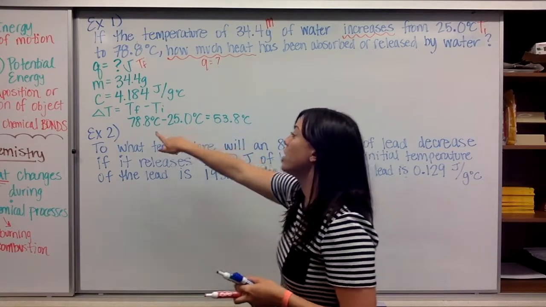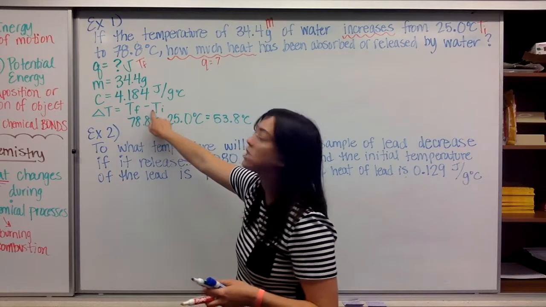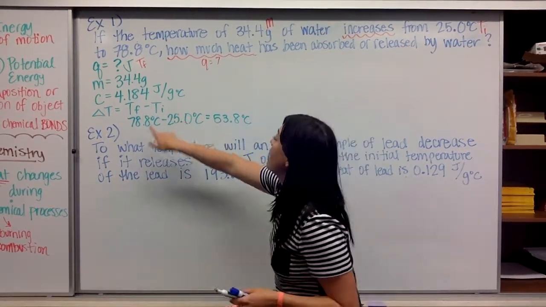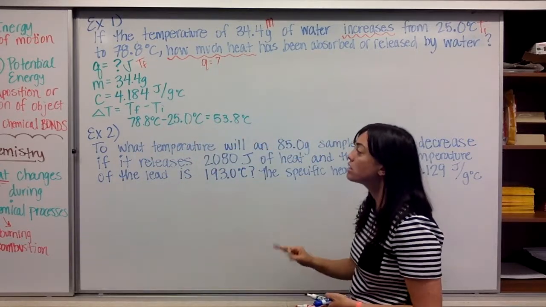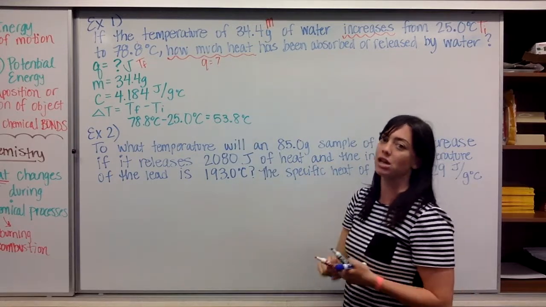And then my change in temperature, delta T, is going to be equal to my T final minus my T initial. So T final minus T initial, and that is 78.8 degrees Celsius minus 25.0 degrees Celsius. I round to my least known decimal point. I get 53.8 degrees Celsius.